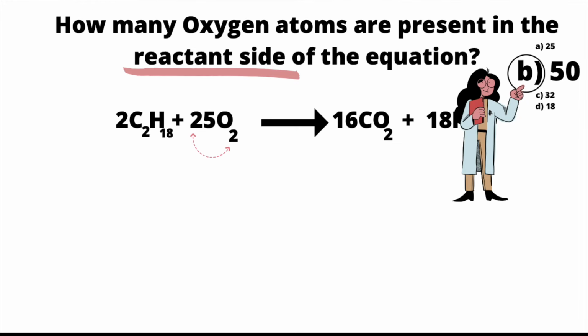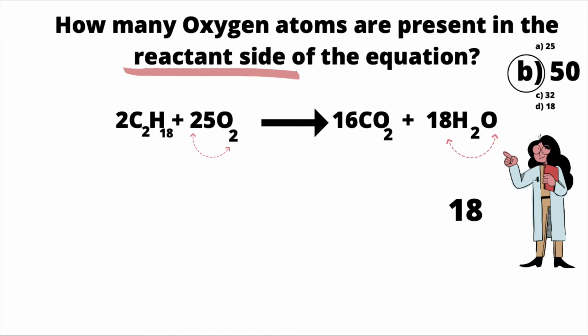Although we already answered the question, I just wanted to add here that the atoms on both sides of the equation will be the same amount. So on the product side, we also expect there to be 50 oxygen atoms. So let's do a quick count here.